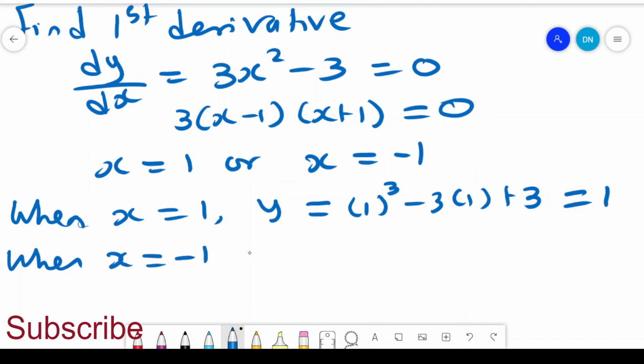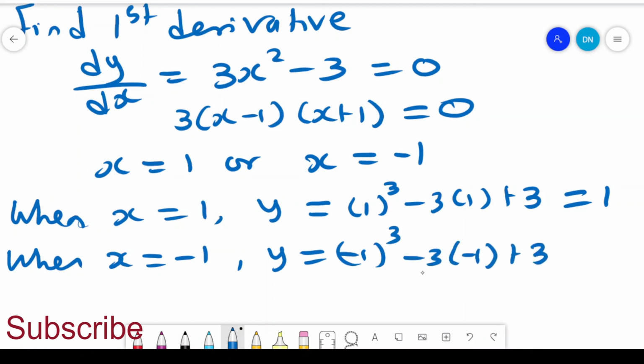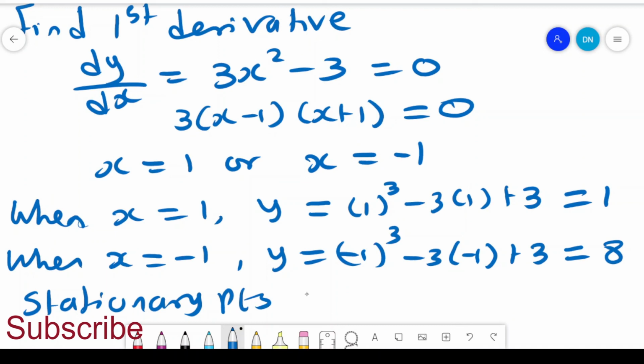When x is equal to -1, y is equal to (-1) cubed minus 3 times -1 plus 3. (-1) cubed is negative 1. -3 times -1 is 3, and 3 plus 3 is... so y is equal to -1 plus 3 plus 3, which is equal to 5. So we have our stationary points. One of them is when x is -1, y is 5, and the other one is when x is 1, then y is 1.